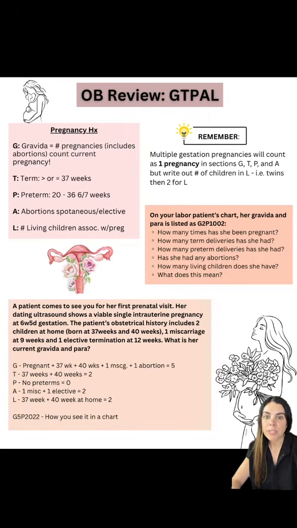How many preterm deliveries has she had? 0, because you can see the next number is a 0. How many abortions has she had? 0, because again, the next number is 0. How many living children does she have? 2. Wait a second, what does that mean? Well, that means with that first pregnancy, she had a multiple gestation pregnancy, aka twins.